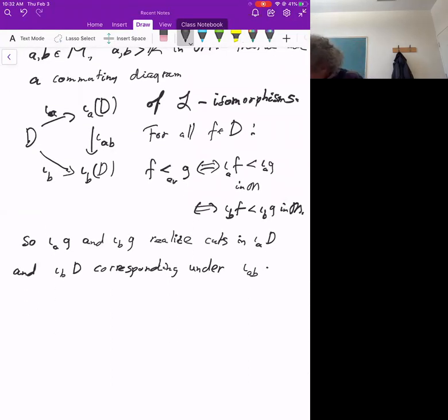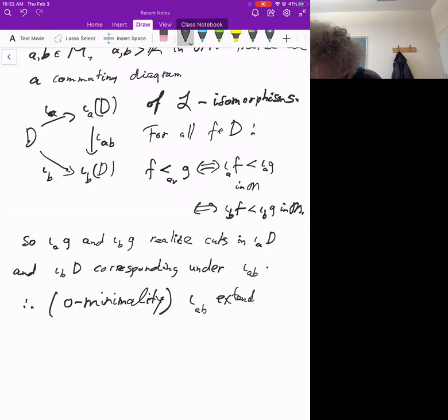Okay, but then you see, o-minimality tells you that iota ab can be extended, therefore. Yeah, and here I have to assume some model theoretic knowledge of o-minimality. I don't know if this has come up in Gerrit's course, but it's a model theoretic o-minimal fact: iota ab extends to an L isomorphism.